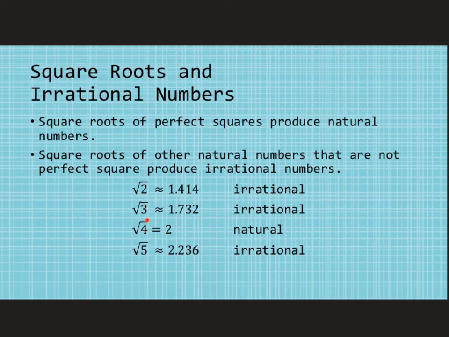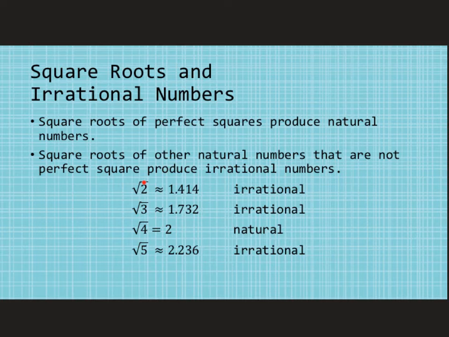So let's start here with 4. We knew the square root of 4 is 2. That is a natural number. But if I look at the square root of 3, I get approximately 1.732, and I have to use this approximately-equals sign because since it never actually ends, I can't actually give you all the digits for it. So we have to approximate. So all of these I've rounded to 3 decimal places.